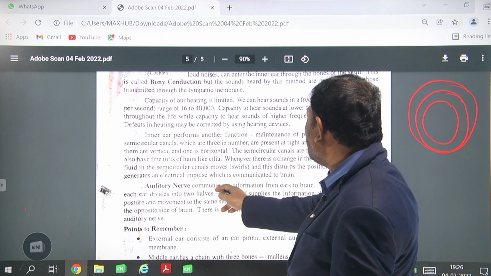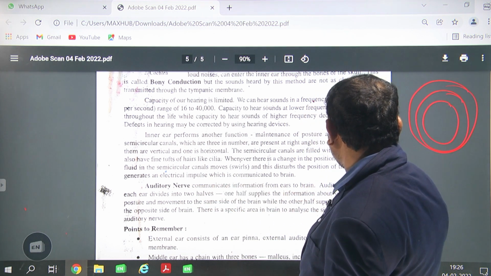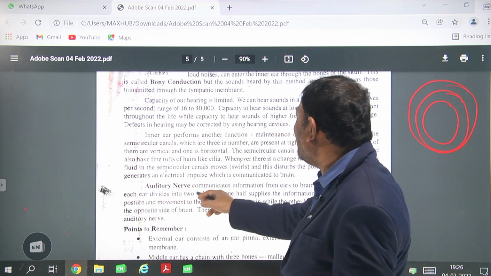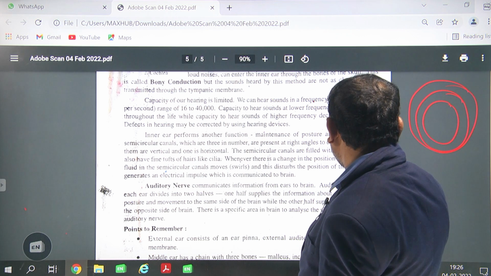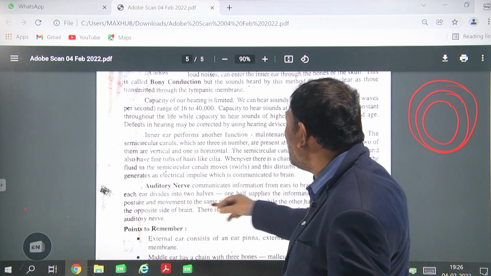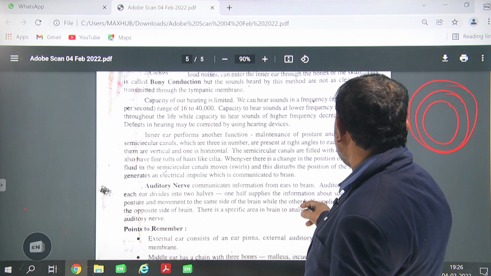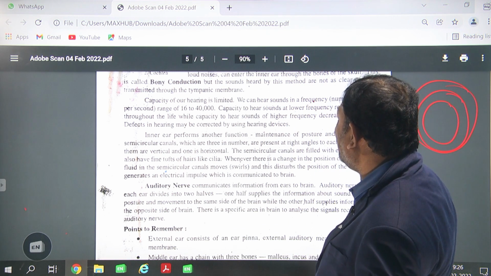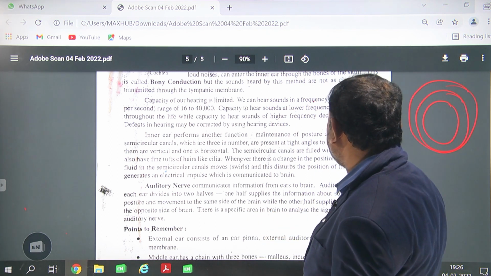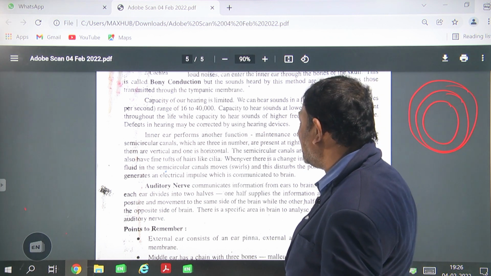Auditory nerves communicate information from the ears to the brain. Auditory nerves from each ear divide into two halves. One half supplies information about sound, body posture and movement to the same side of the brain, while the other half supplies information to the opposite side of the brain. There is a specific area in the brain to analyze the signal received from the auditory nerve.